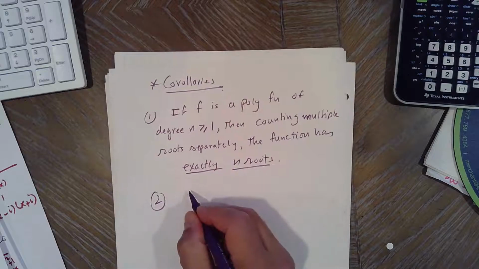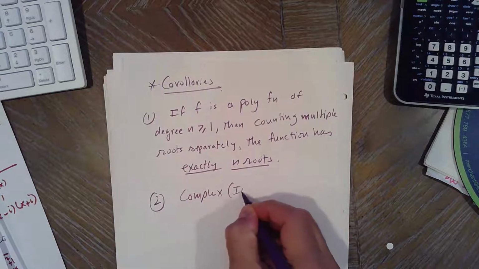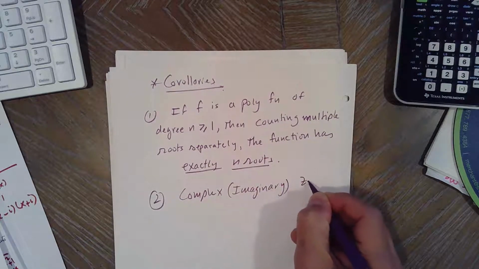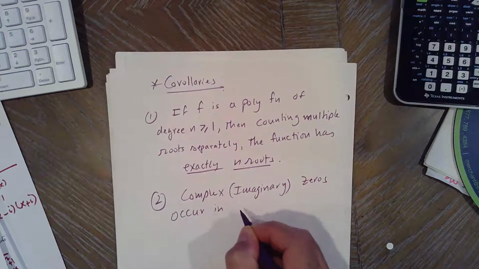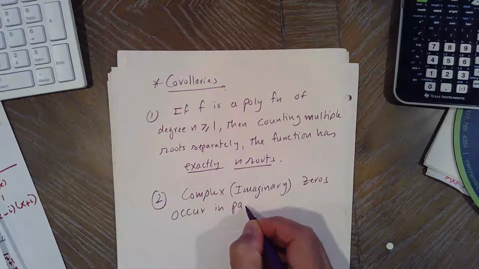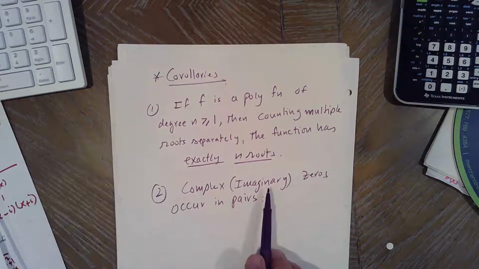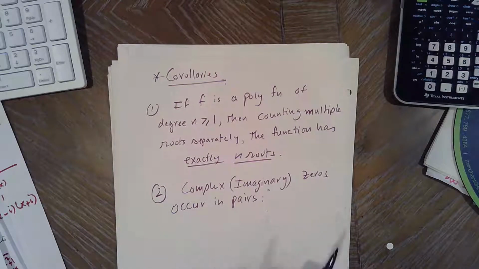Another thing is complex zeros, imaginary zeros, the ones with i, occur in pairs. So they're never solo or odd. There's always no imaginary zeros, or 2 or 4 or 6. It's always in pairs or none at all.